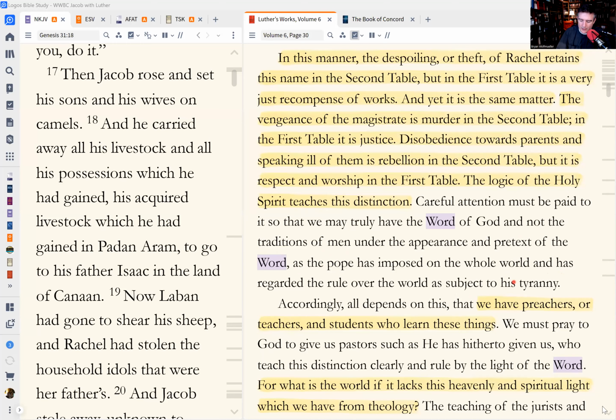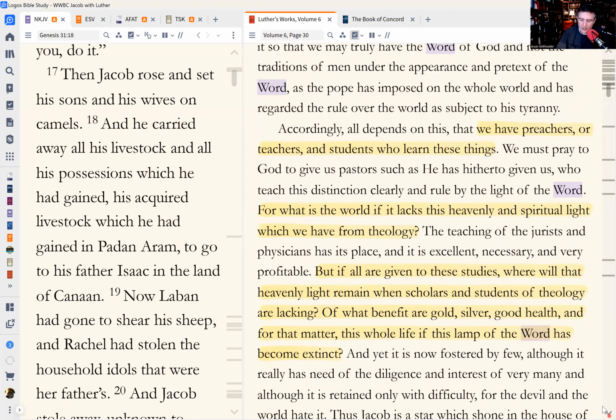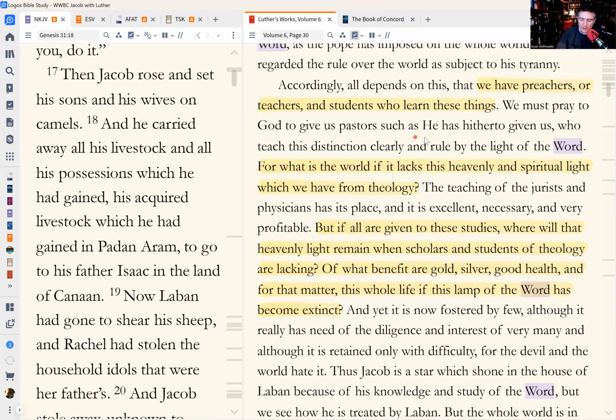Accordingly, all depends on this, that we have preachers or teachers and students who learn these things. We must pray to God to give us pastors, such as he has hitherto given to us, who teach this distinction clearly and rule by the light of the word. For what is the world if it lacks this heavenly and spiritual light which we have from theology? The teaching of the jurists and physicians has its place. It is excellent, necessary, very profitable.